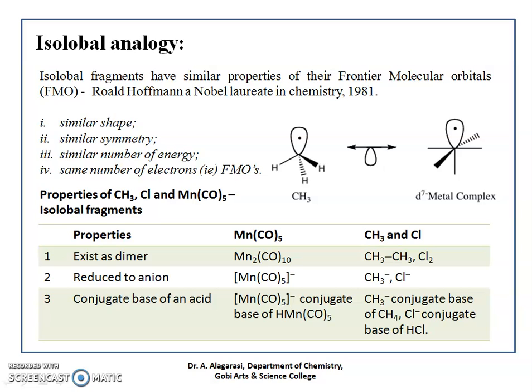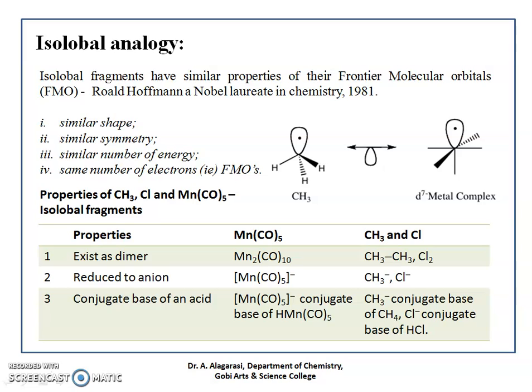So let's see what these isolobal analogs or fragments are. These fragments have similar properties of their frontier molecular orbitals, that is FMO. So that relates to their HOMO and LUMO, that is highest occupied molecular orbital and lowest unoccupied molecular orbital of that compound. If you have two fragments that may be main group compounds or transition metal compounds or a combination of that, let's take F1 and F2 as the two compounds or two fragments. Then they should have similar shape, similar symmetry, similar energy and the same number of electrons. Then we say those two fragments, F1 and F2, are isolobal to each other.